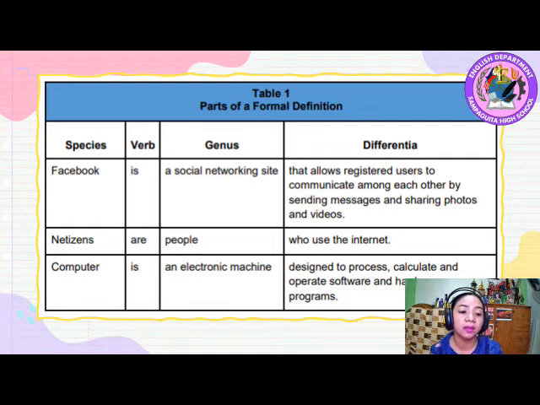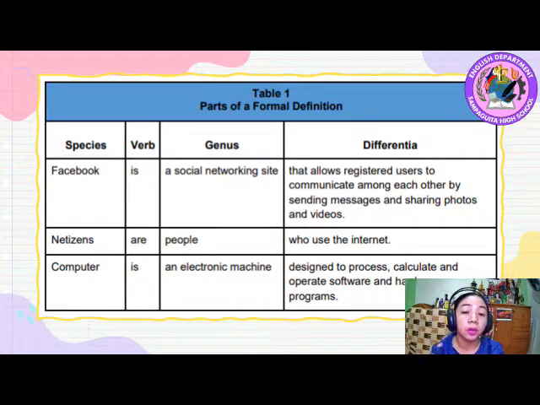Second example, we have netizens, are people who use the internet. So we use are because our species are plural. So netizens are people, and netizens are the ones who use the internet.